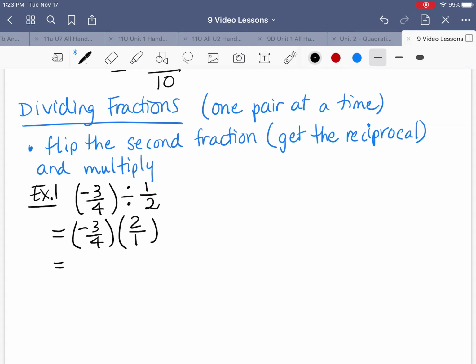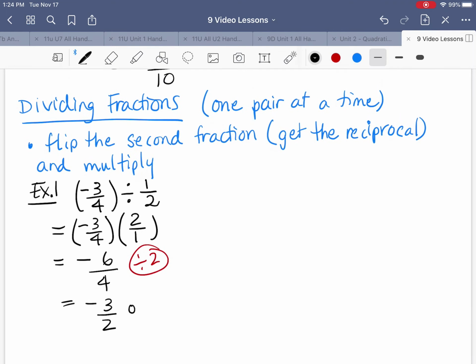So here we have negative 3 times 2. That's going to give us negative 6. And we have 4 times 1, which gives us positive 4. Here we need to reduce our fraction. So we are going to divide our numerator and denominator by 2. And our final answer is negative 3/2, or negative 1 1/2. So we can leave answers as either improper fractions or mixed fractions depending on what is being asked of us.